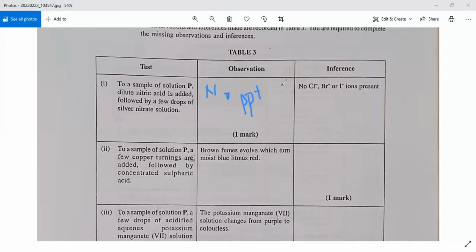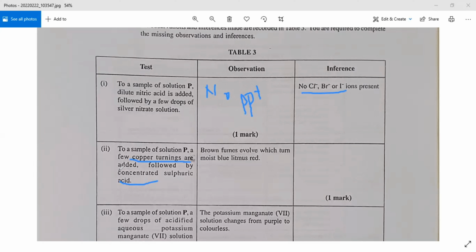Since I got no precipitate, it means no halide present in the inference, then the observation would be no precipitate. To a sample of solution P, a few drops of copper turnings is added, followed by sulfuric acid. Now you are thinking to yourself, I've never seen this one before. What does copper turnings and conc sulfuric acid test?